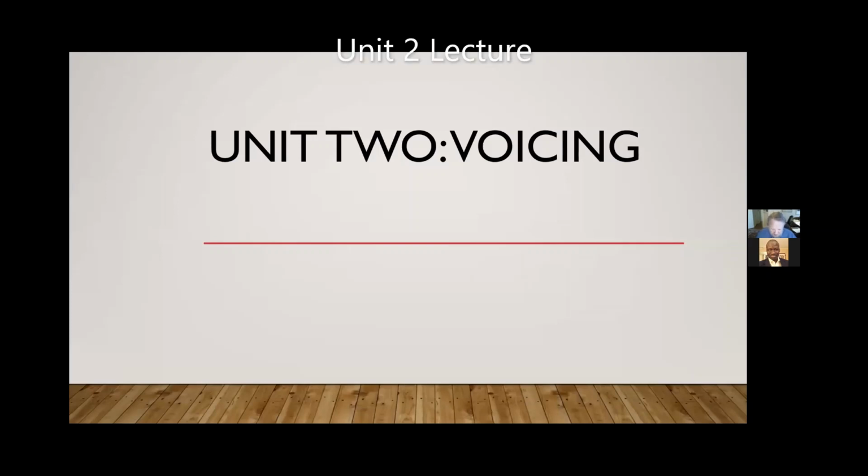Unit 2. Unit 2 discusses voicing in English. Voicing is one of the three defining features of the sounds of English. It creates a difference in meaning between words, and this outcome is what determines a phoneme versus an allophone, which we're going to look at in more detail later.